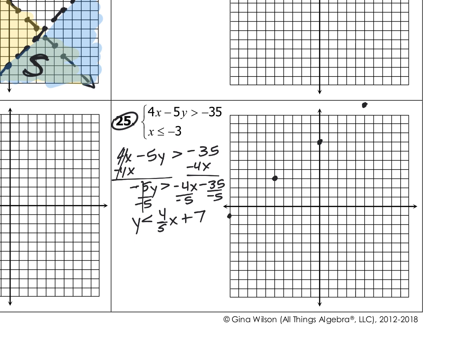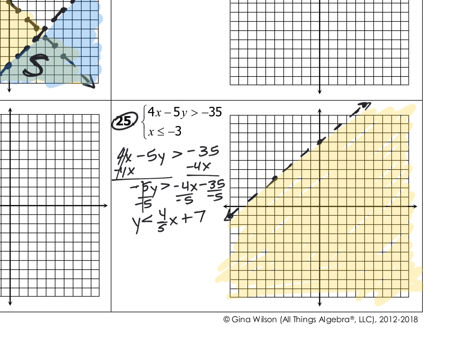Okay, and I can probably do it one more time. Down 4, left 5. Now, this is less than, so it's a dotted line. Okay, arrows at both ends. And since it's less than, I shade below. So all this area is where the solutions are for that one inequality. Okay. And now I can graph the other.